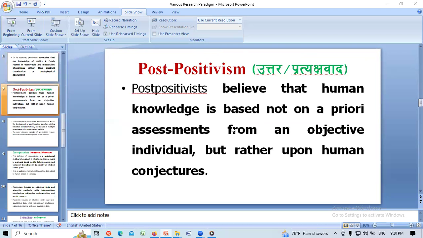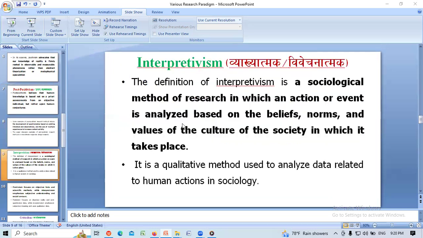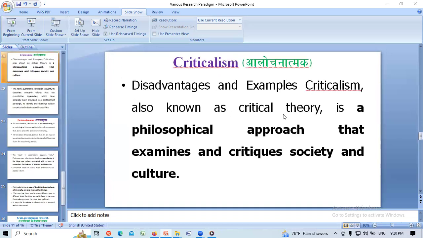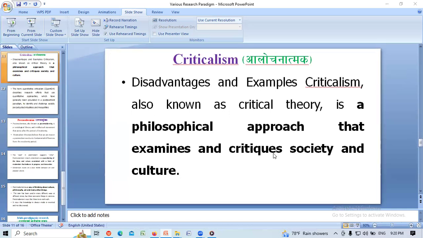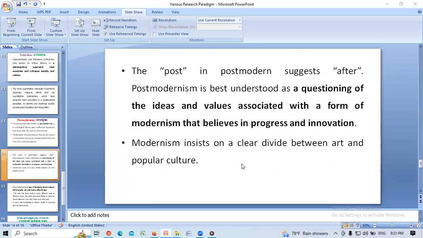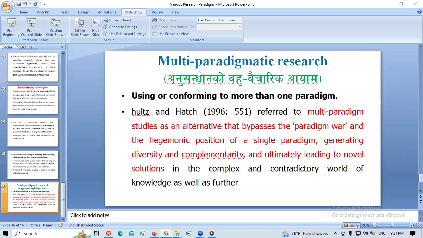Post-positivism holds that knowledge is based on a priori assessment of objective individuals. Interpretivism is based on the beliefs, norms, and values of the culture. Criticism, or critical theory, is the philosophical approach that examines and critiques society. Postmodernism is a sociological movement that arose after the modernity period. Postmodernism believes we are now in a postmodern era with fundamental differences from the modernity period. It questions the ideas and values associated with modernism, progress and innovation, a way of thinking about culture and philosophy. Multi-paradigm research uses more than one paradigm.